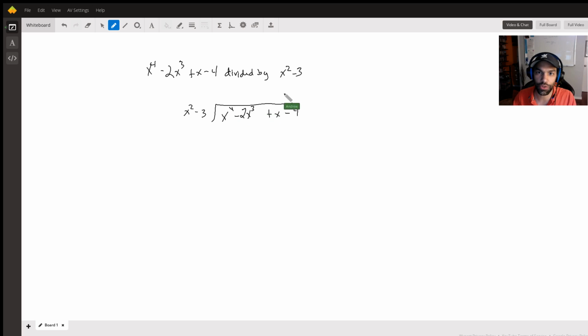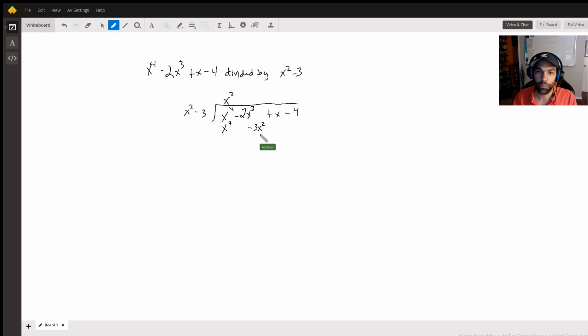All right, now to see what goes up here, we're really only going to pay attention to the first terms of these expressions as we go down. So in this case, this first term is x squared. This first term is x to the fourth. What do we multiply this by in order to get this? Well, that's x squared. So we're going to put an x squared up here. And then we're going to multiply this entire expression by the x squared. So that's going to give us x to the fourth, then minus 3x squared. Now I'm going to put this here, minus 3x squared.